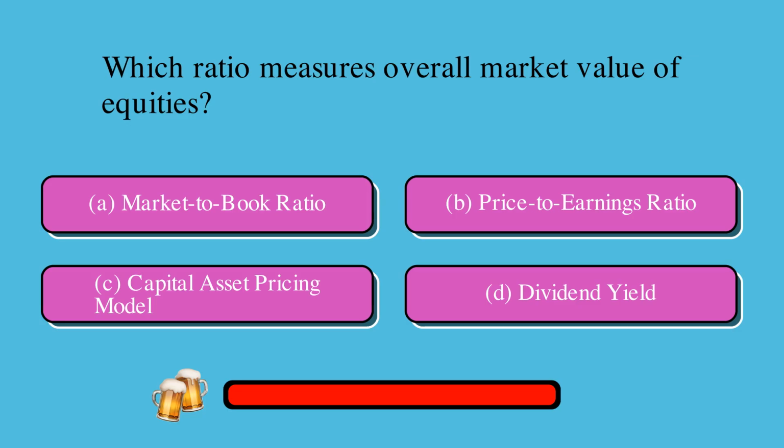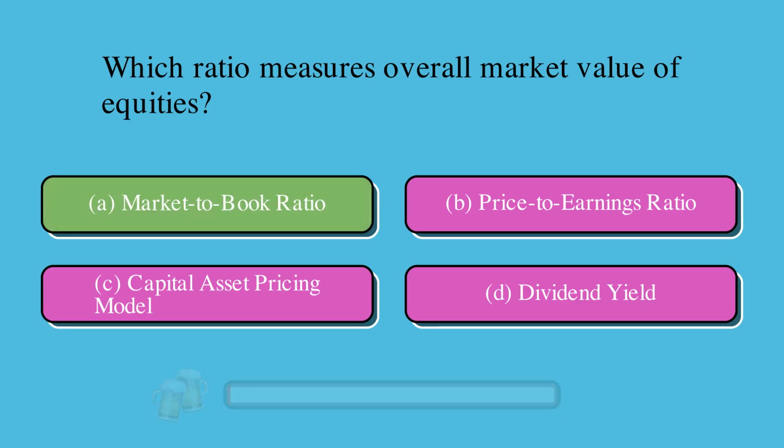Which ratio measures overall market value of equities? Is it A, market to book ratio, B, price to earnings ratio, C, capital asset pricing model, or D, dividend yield? The correct answer is A, market to book ratio.